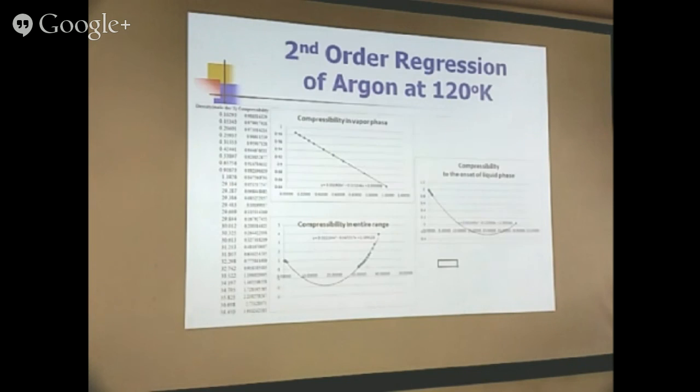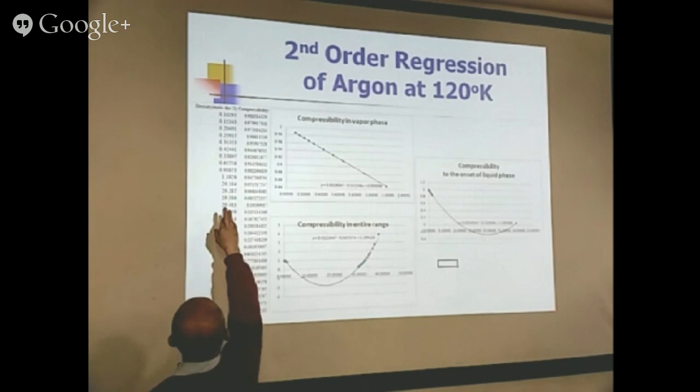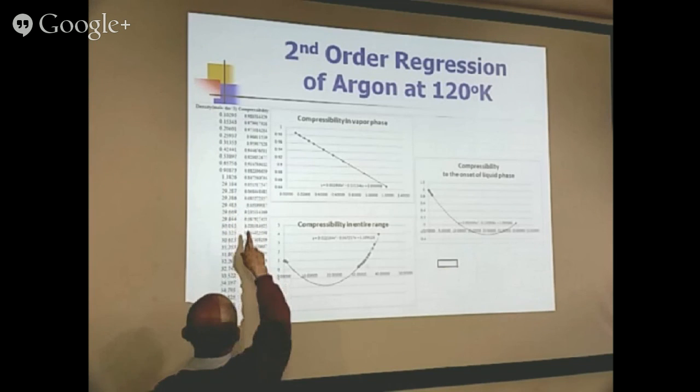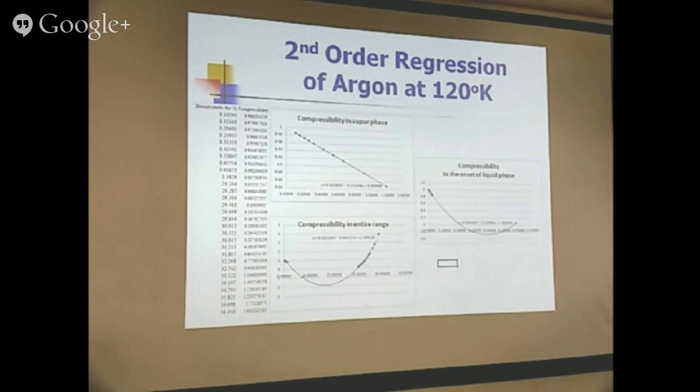And here is an example. I took the data at 120 degrees Kelvin, and that's somewhere midpoint between the triple point and the critical point. So here I listed the density data in this column, and then the compressibility data in this column. So what I want is to derive the B and C coefficients for this compressibility equation.